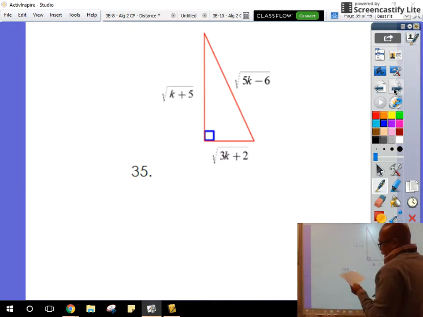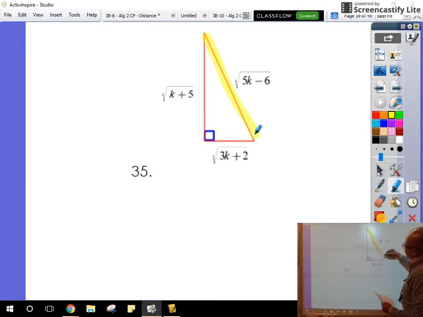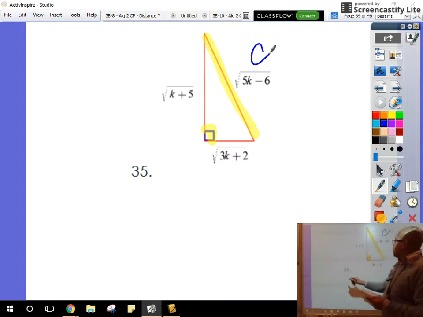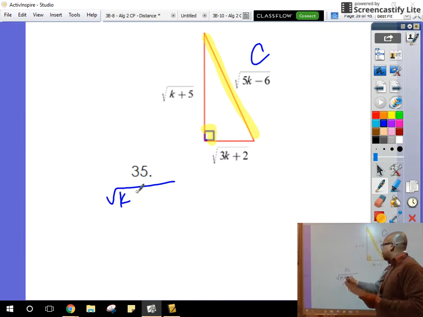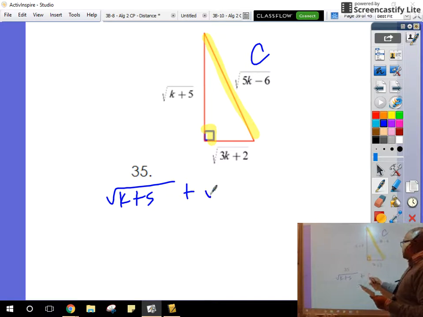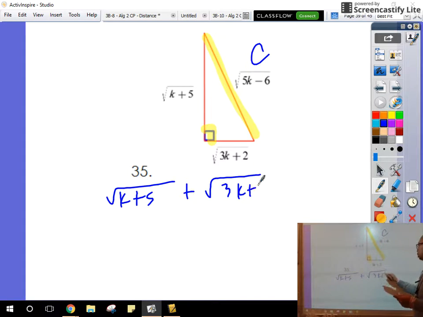Let's go to the next one now, number 35. Again, this is your hypotenuse because it's opposite to 90 degrees. So you know that this should be the C. So therefore, k plus 5 plus 3k plus 2, those are your legs. And this is my hypotenuse, 5k minus 6.